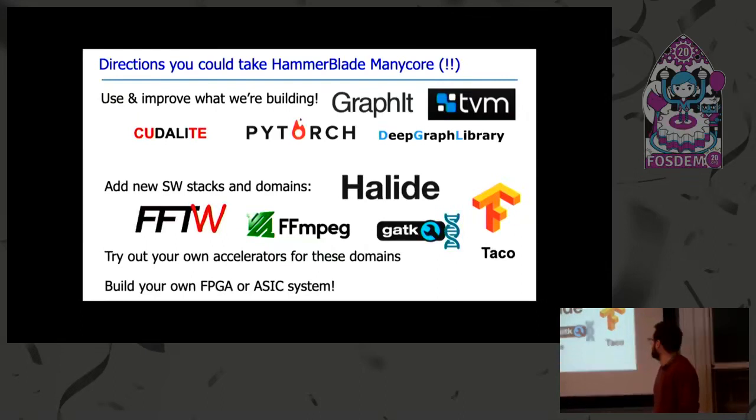TensorFlow, right now we have PyTorch, but TensorFlow would also be excellent. FFTW is a library for doing FFTs on CPUs. There's also cuFFT for CUDA. We would really love one for the HammerBlade Manycore as well. On top of that, Cornell has been working on building their own accelerators and adding them to our mesh, and it would be great for people to add their own accelerators to expand our application domains.